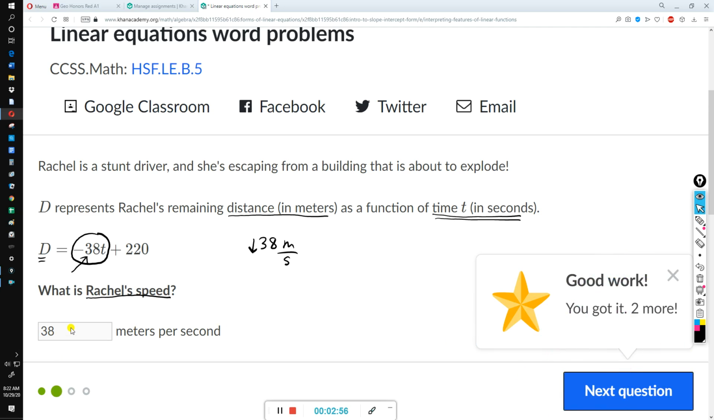All of these equations are going to be linear equations. So it's going to be in the form of y equals mx plus b. They just use different letters. Like instead of y, it's a D. Instead of x, it's a T.